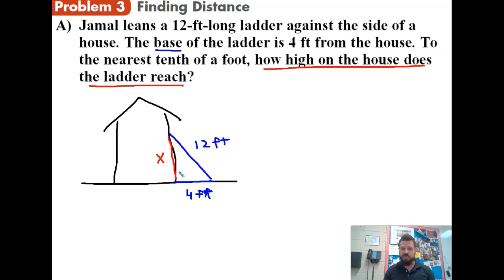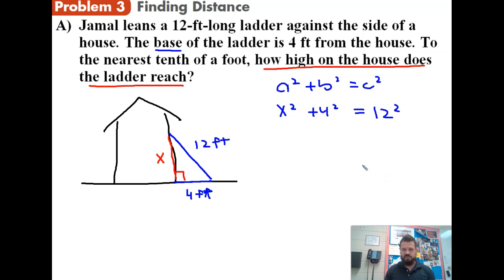Okay, we can use Pythagorean theorem because we'll assume that this house comes out of the ground at a right angle. So we have a right triangle. We know the hypotenuse. We know one of the legs. We can use Pythagorean theorem to solve for the other leg. So I'm going to set up my a squared plus b squared equals c squared as, let's say, x squared plus 4 squared equals 12 squared.